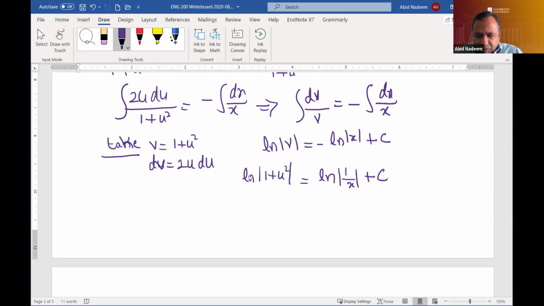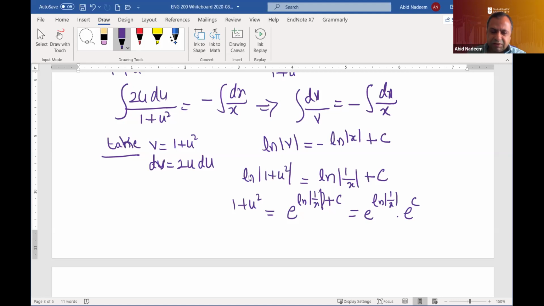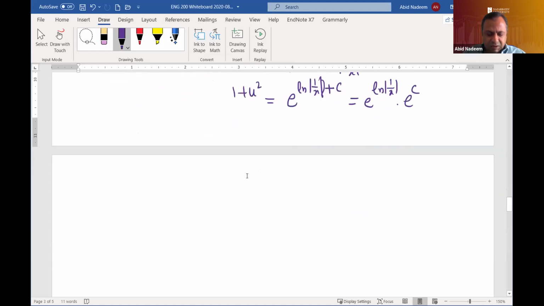Okay, so to remove this log, we have to take the exponentiation of both sides. So it will be 1 plus u square is equal to e power log of 1 over x plus c. Now e power log of 1 over x plus c means e power c, and e power c is another constant. So we can write it like this. Okay, on the next page, let me write it like this.